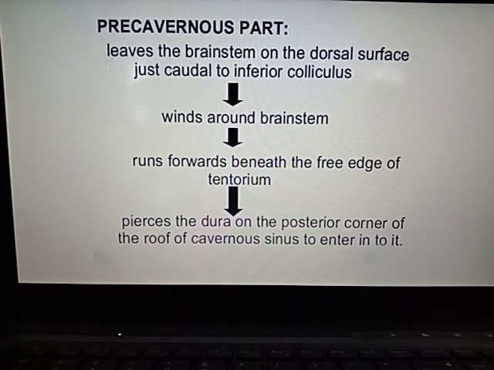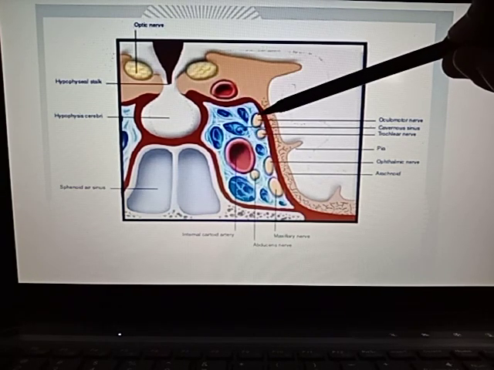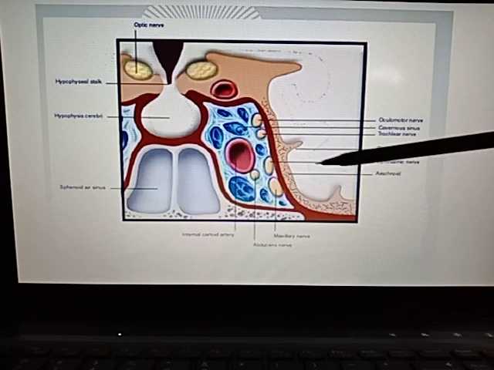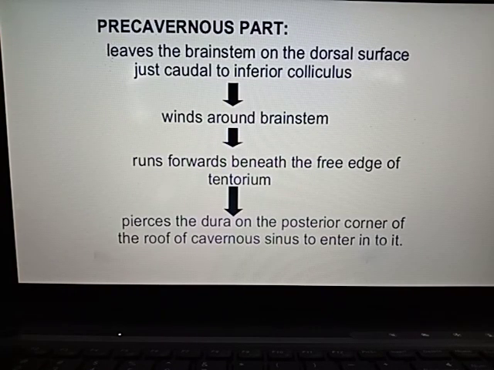In the previous class, you found this picture. In this cavernous sinus, this is the oculomotor nerve, and this is the trochlear nerve. It lies on this lateral wall and just below the oculomotor nerve, and above this ophthalmic and this maxillary and this abducens nerve. So this is the precavernous part. Then the nerve enters into the cavernous sinus.